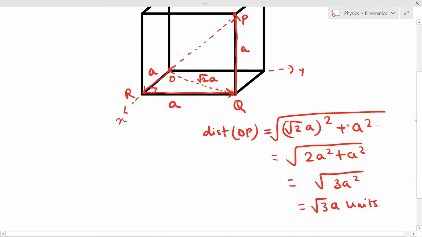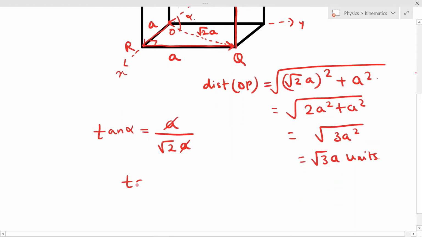And what is the direction? Let's say the angle is alpha over here, so tan alpha becomes opposite side A upon adjacent side root 2A. So this gets cancelled, so tan alpha becomes 1 by root 2. So alpha then becomes tan inverse of 1 by root 2.